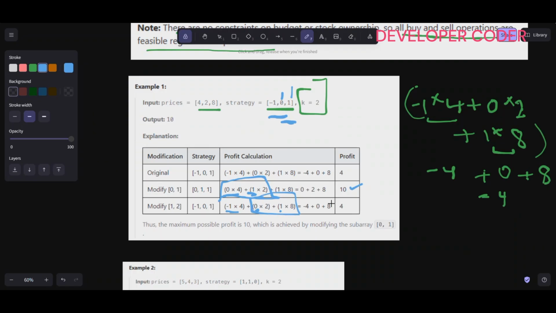So again, if you calculate the profit, you are going to get 4. So among them, what is max? Max is 10, right? So output is 10. Thus the maximum possible profit is 10, which is achieved by modifying the subarray 0 to 1.